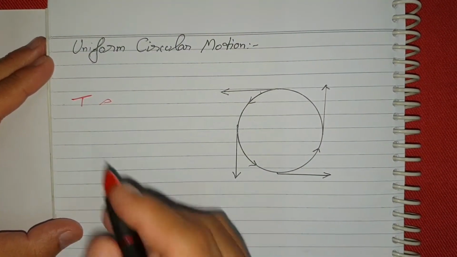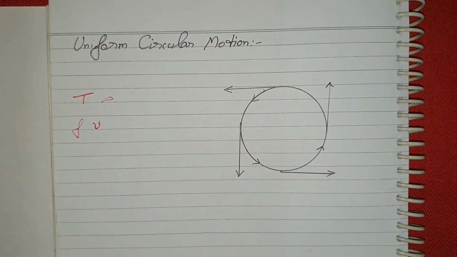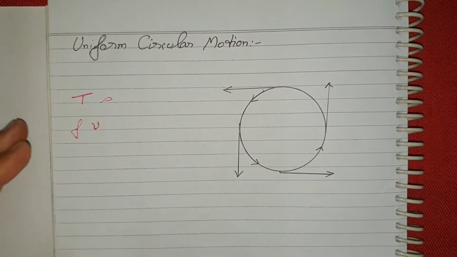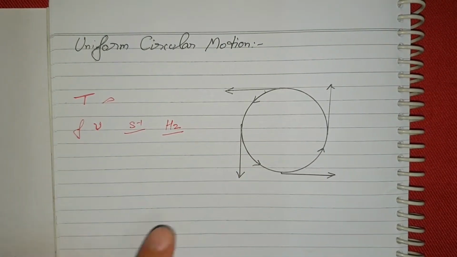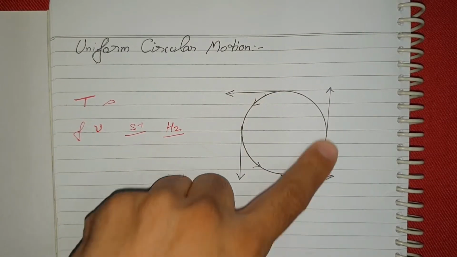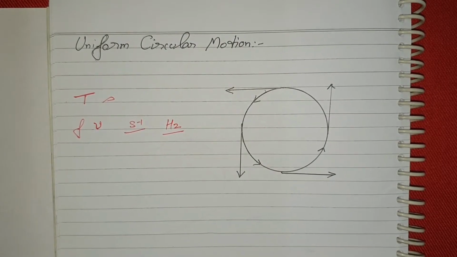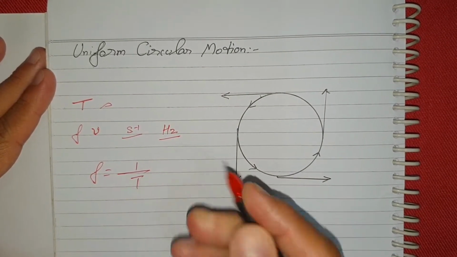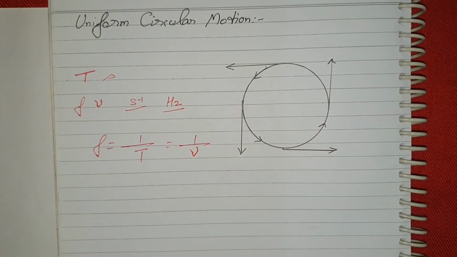Now comes the frequency. Frequency is represented as f, or nu. The frequency is defined as the number of revolutions completed by an object on its circular path in a unit time. This is measured per second, or represented in hertz. So basically, frequency is how many complete circular motions it is doing in 1 second. And you know the relation between frequency and time period: frequency is 1 upon time period, or nu equals 1 upon T. Nu stands for the frequency.